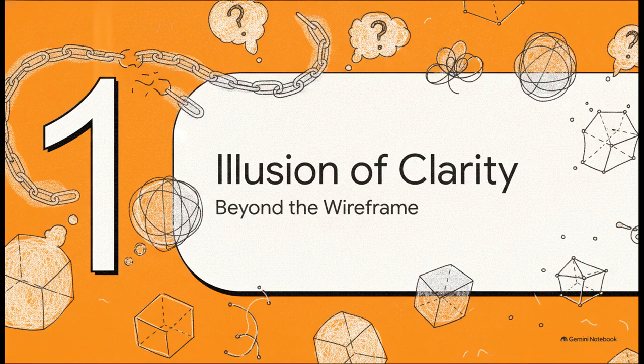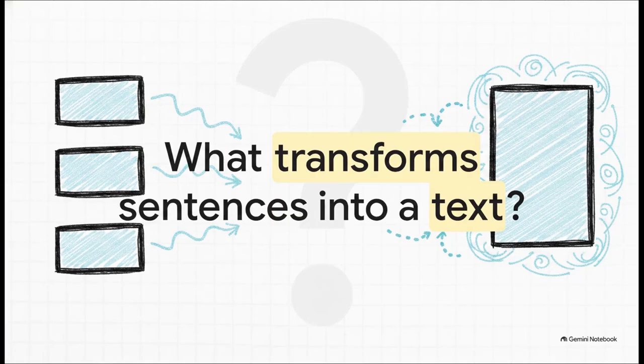The illusion of clarity. We're moving beyond the wireframe. You know, most of us just assume language is basically a stack of grammatically correct sentences. But here's the thing. Grammar is really just a wireframe. So what actually transforms a random sequence of sentences into a functioning text? What's the invisible glue holding all that data together?